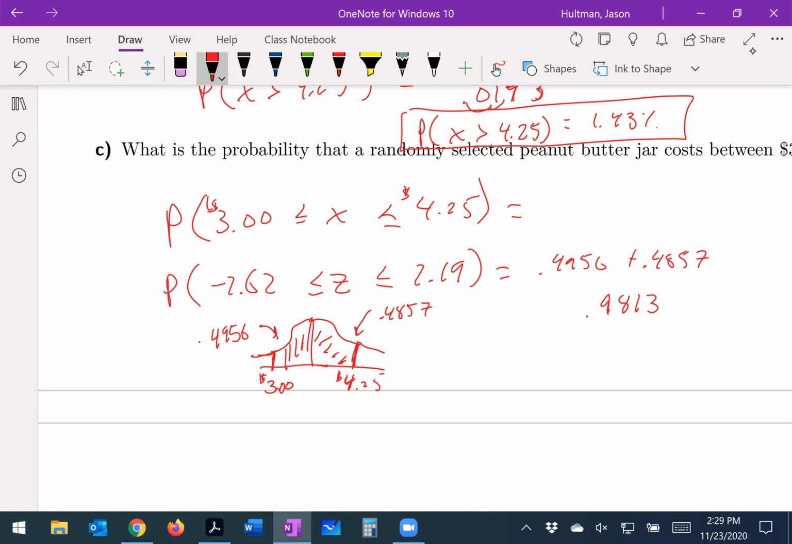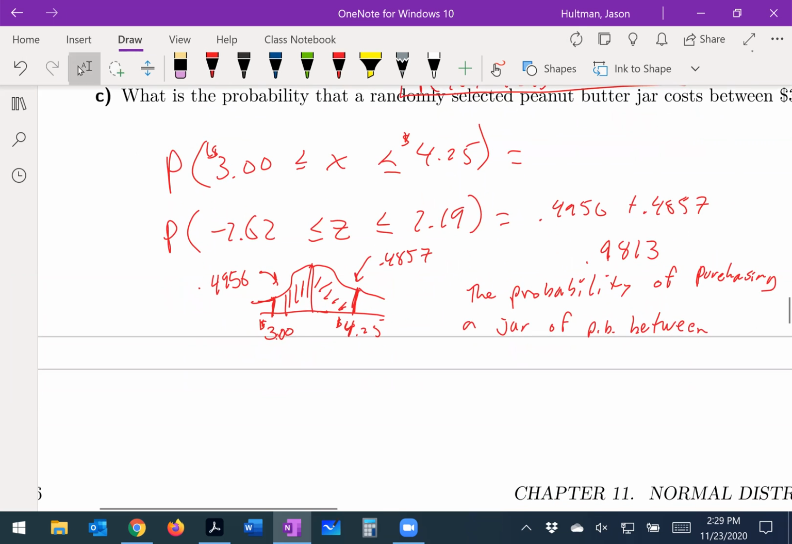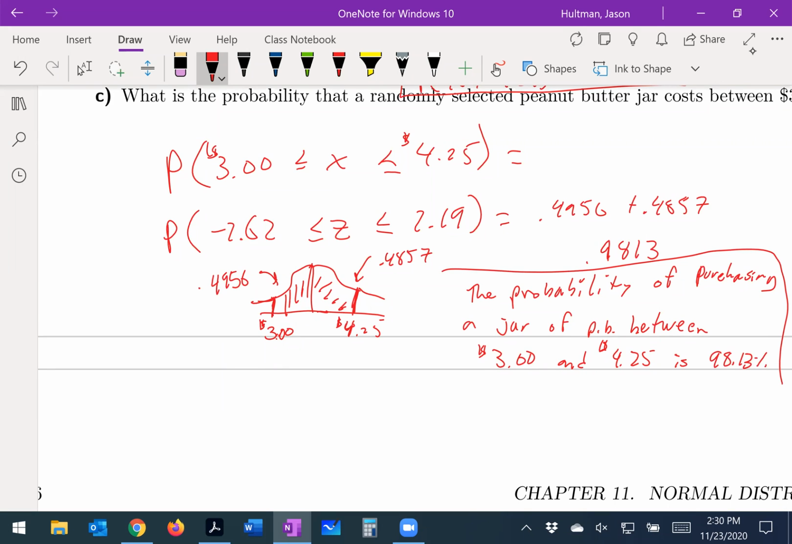So what is the probability of purchasing a jar of peanut butter between $3 and $4.25? It is 98.13%. We can write it as a percentage now. So you're 98% certain to buy a jar between $3 and $4.25.